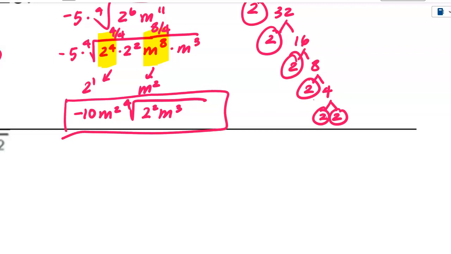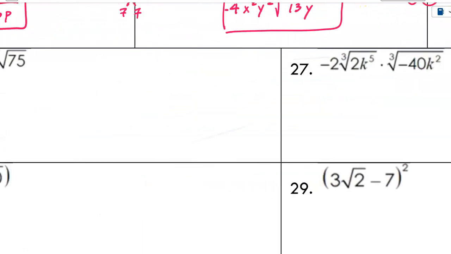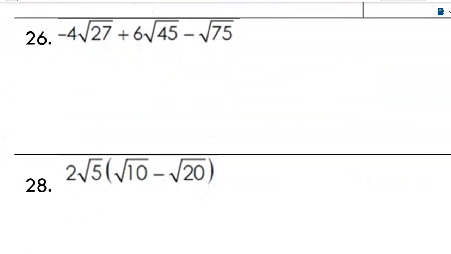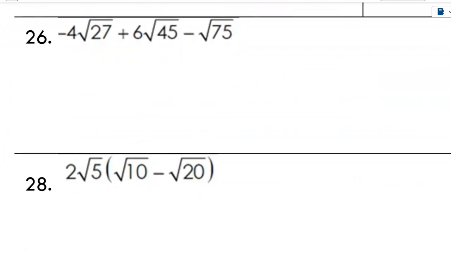Good job. Okay, next one. Remember, the radicand has to be the same in order for us to add the coefficients together. So if I look at 27, that's made up of 3 and 9, and 3 and 3. So we have 3 3's. We know one of these can come out as a 3. So that's going to multiply with a -4.